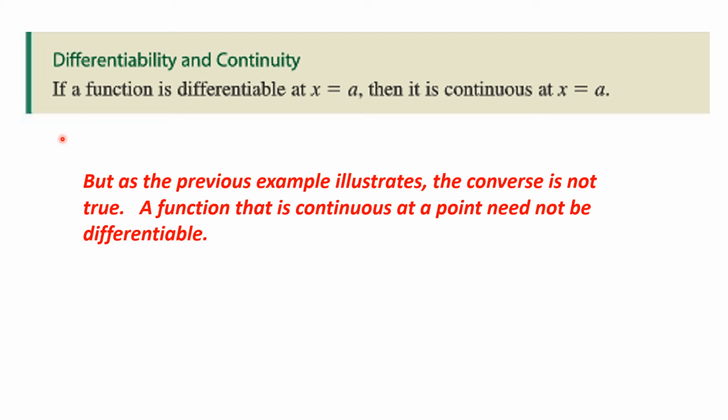However, we do have a theorem. It's not proved here, but if a function is differentiable at x equal a, then it is continuous at x equal a. But as the previous example and discussion illustrate, the converse is not true. A function that is continuous at a point need not be differentiable. Think about this.